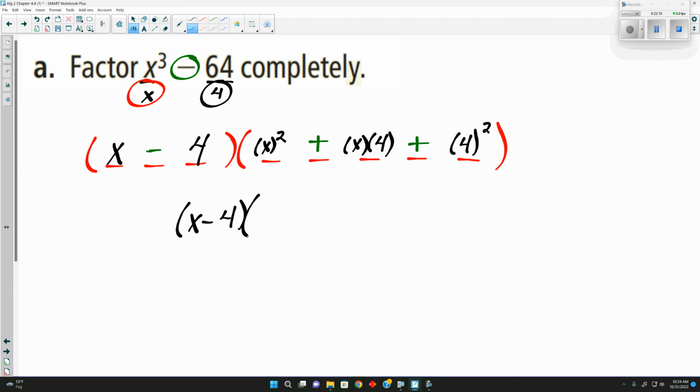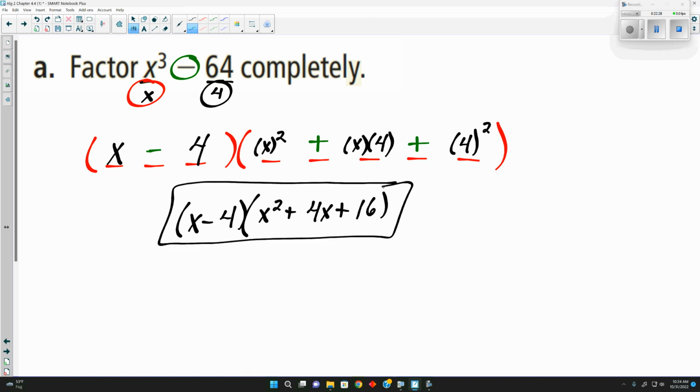And last but not least, we need to simplify. So we'd have x minus 4. Well, x squared is just x squared, plus x times 4 is 4x, plus 4 squared is 16. That's it. Questions on this here so far? Any questions over anything we've done so far? All right. Let's look at another one.